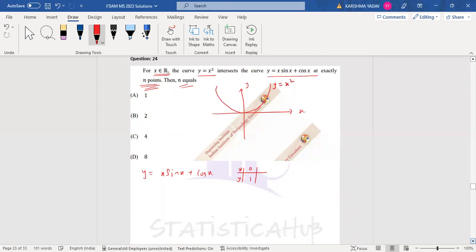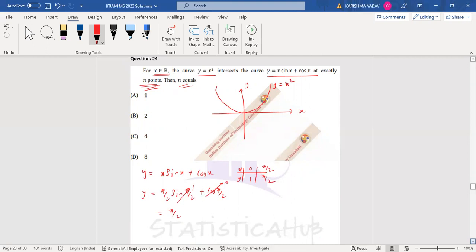Okay, and if we put x equals pi by 2, then y equals pi by 2 sin pi by 2 plus cos pi by 2, and we know that cos pi by 2 is 0 and sin pi by 2 is 1, so that equals pi by 2. So I'm getting these 2 points. Now I'll try to draw the curve by using these 2 points.